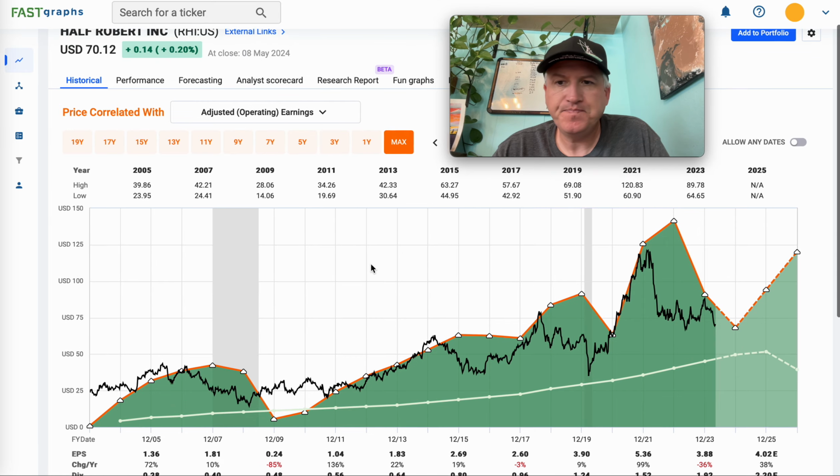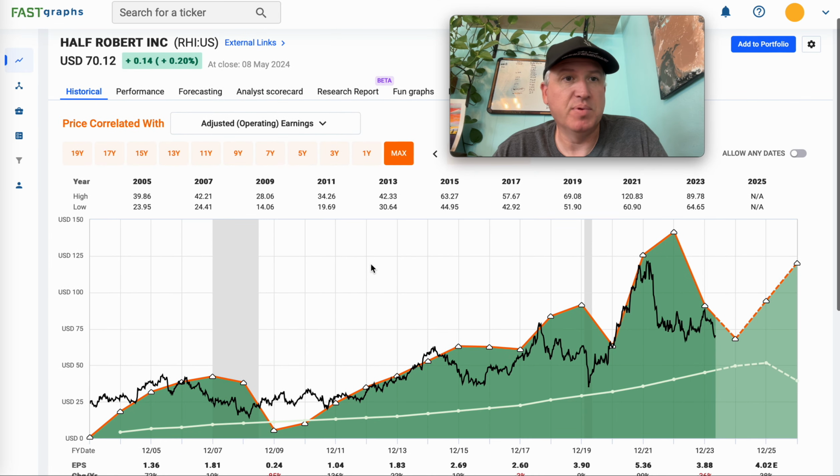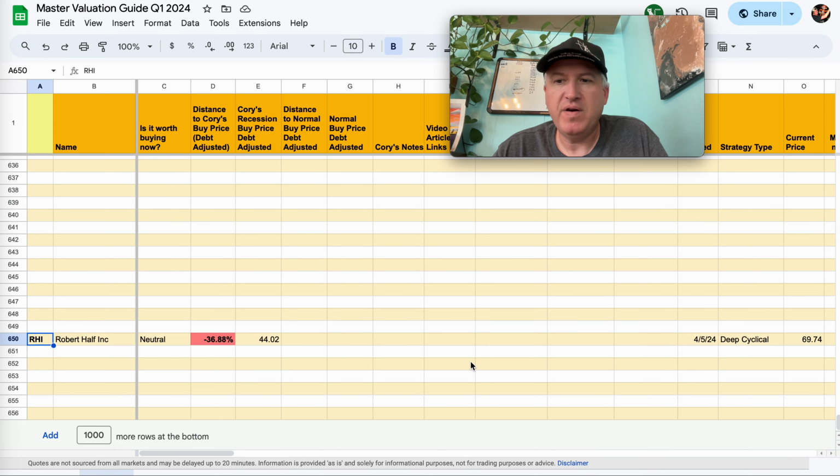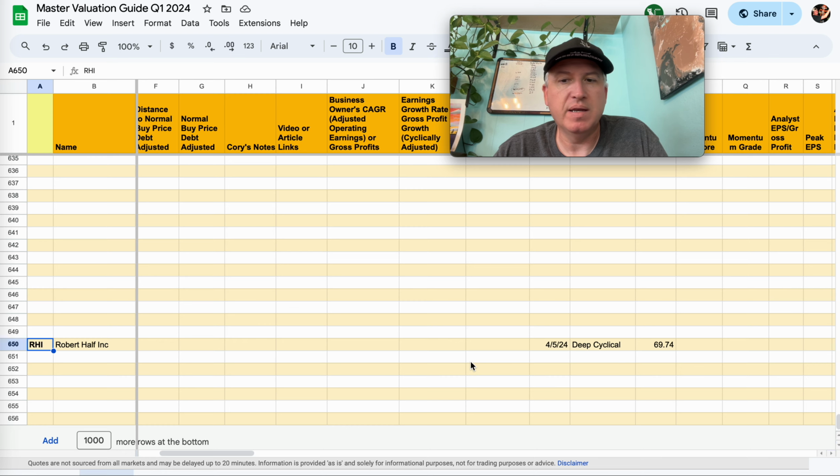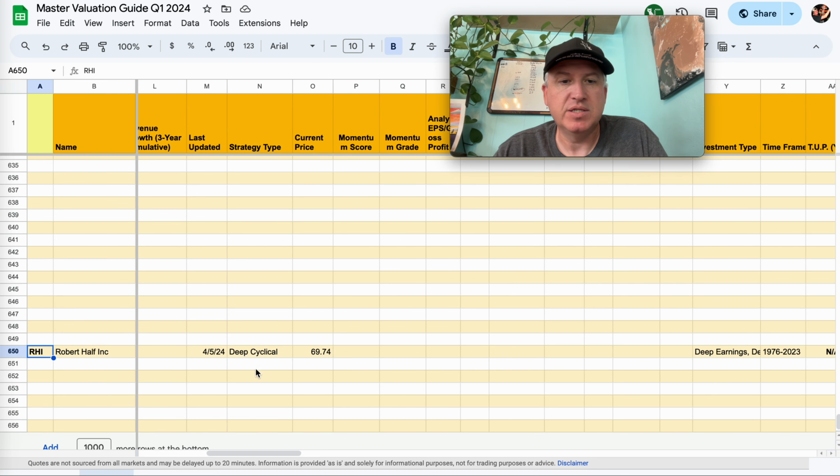So all the basic setup looks good for a potential deep cyclical investment. Now we want to know, how far has this stock typically fallen in the past off its highs? You can see I have it labeled as a deep cyclical.